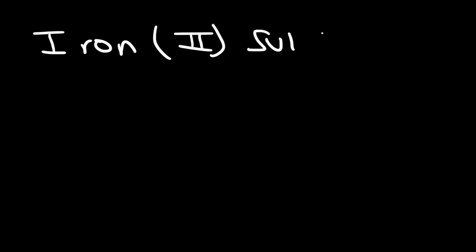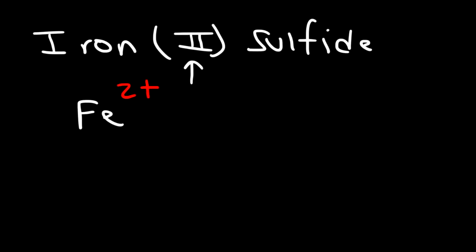Now what if we have iron 2 sulfide? Not sulfate, but sulfide. Sulfate is SO4 2 minus. Sulfide is different. So what if we have this? How can we write the formula? If you see the Roman numeral, it tells you the charge or the oxidation state on Fe, which in this case is 2 plus. Sulfide is simply sulfur, which is a chalcogen in group 6A, and those elements typically form a negative 2 charge as an ion.